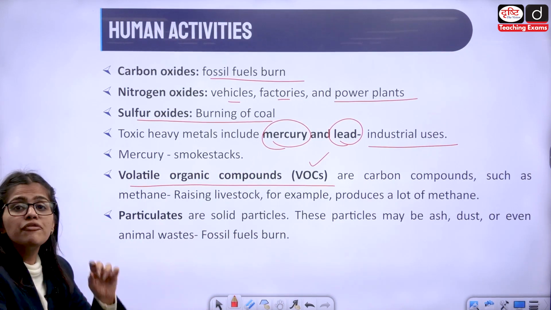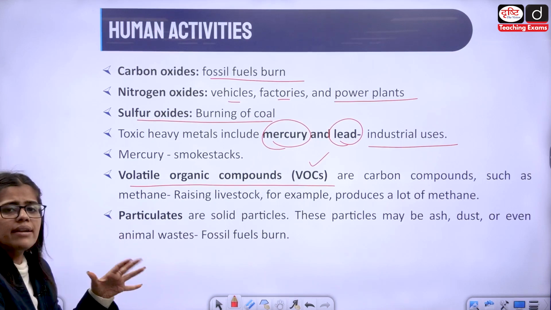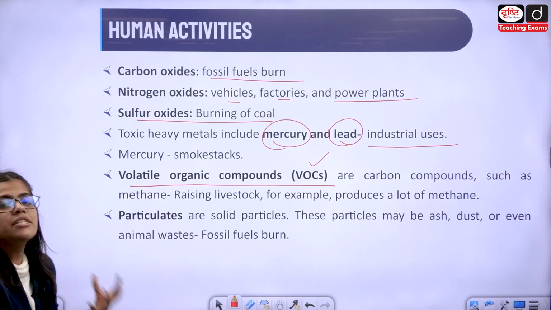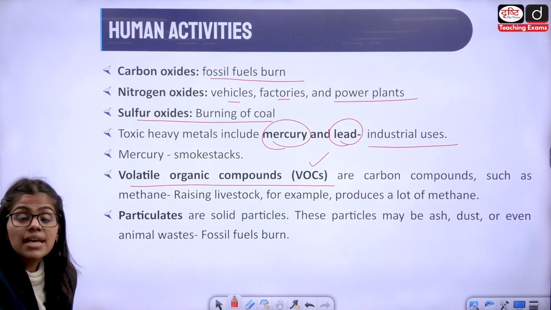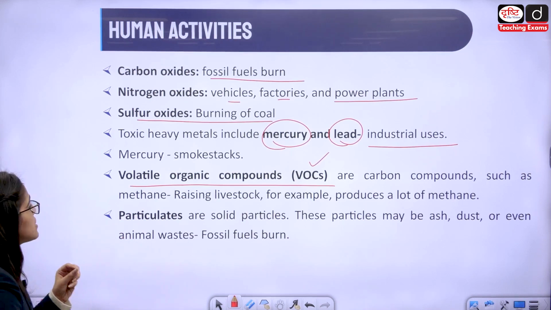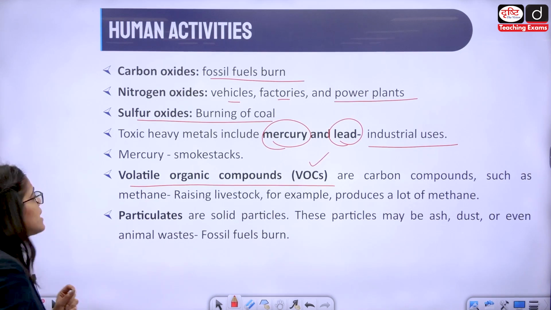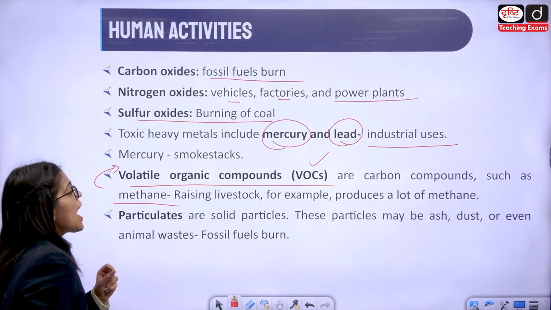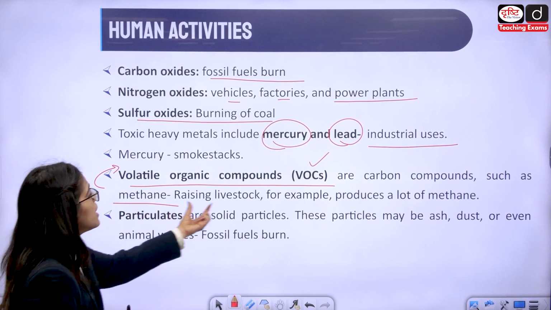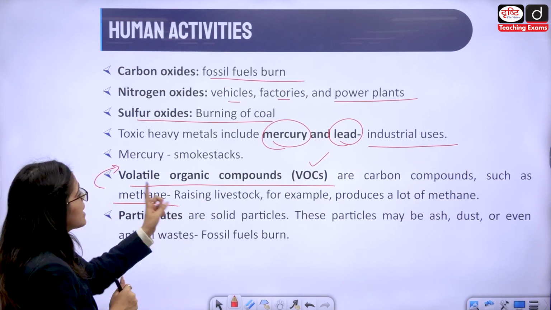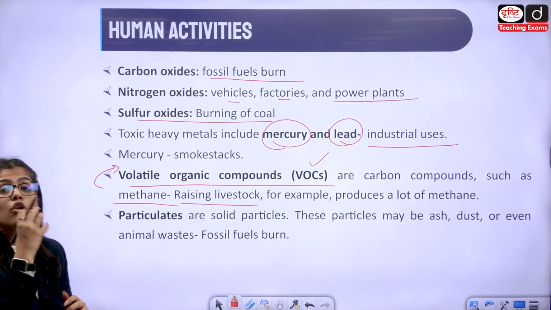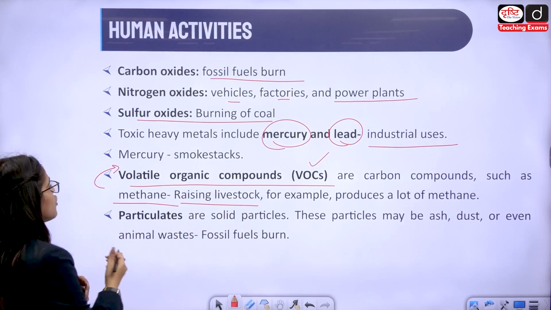Or maybe you have newly furnished a place and you just went inside the room and you're not able to breathe. So you have these VOCs present in detergents, in paints, in plywood, in newly furnished places. So there are carbon compounds such as methane. Methane is a very good example of VOC. And recently this question was also asked, how can livestock create problems? Yes, the raising of livestock can also create problems because livestock create a lot of methane, and methane is a kind of VOC.